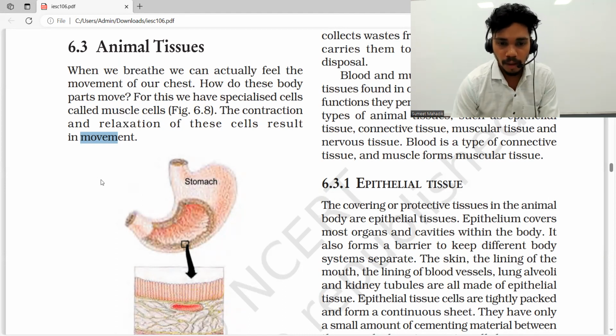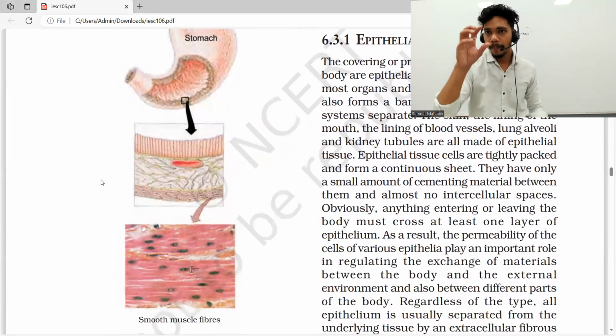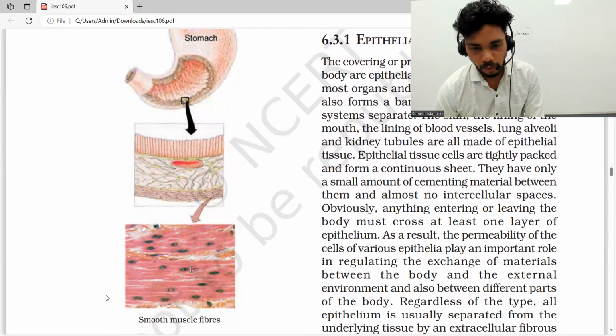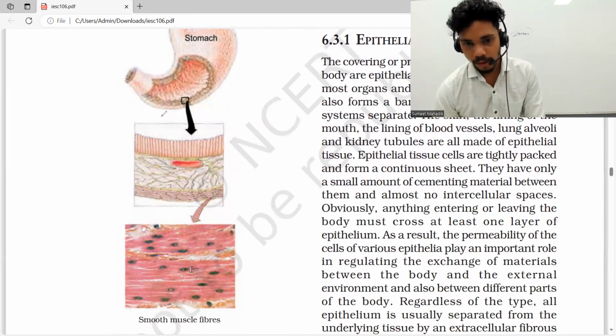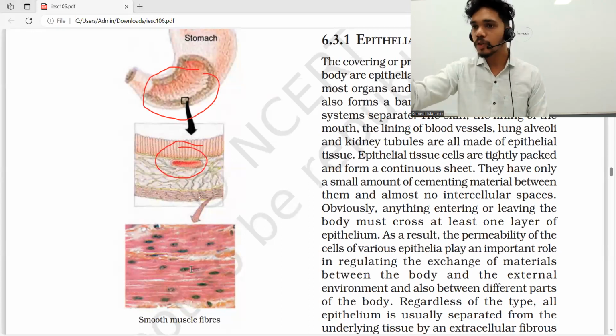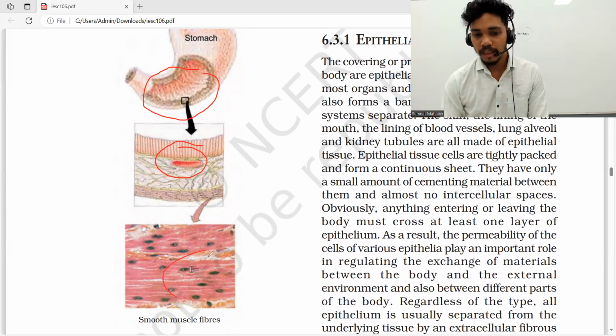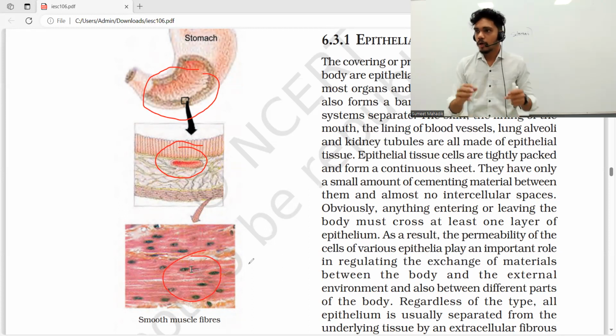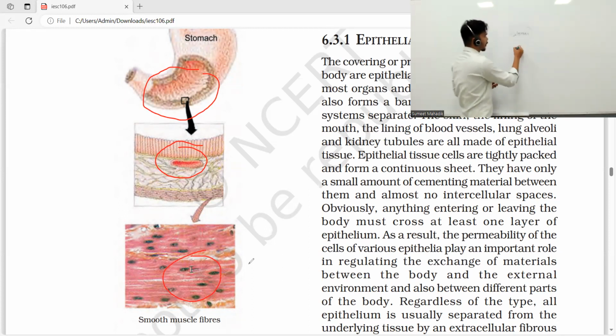Now, can you see the stomach diagram over there? Can you see that stomach? So what is actually inside the stomach? There are some cell linings, and then they have zoomed out the things. The last part is what? Smooth muscle fibers. So why are there smooth muscle fibers? What is the function of the stomach? Digestion, right? For digestion, the stomach is a sac-like structure.